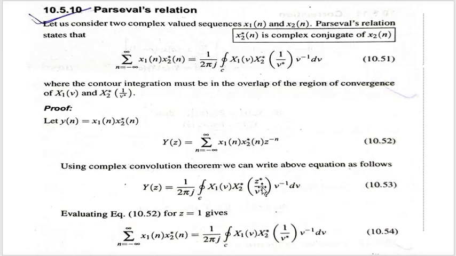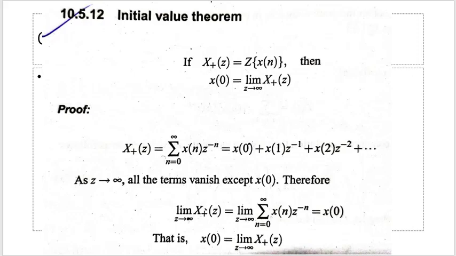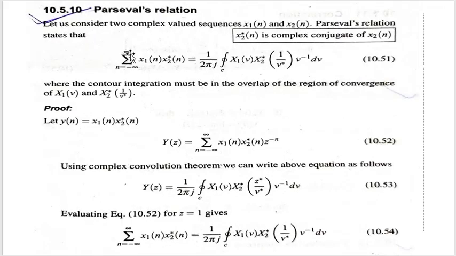Now equate these two terms. Consider this as equation number 1 and this as equation number 2. Because on the left hand side of both you have Y of z, the RHS of the first equation will be equal to the RHS of the second equation. Then that would be a relation here, Parseval's relation, you can see here. So exactly, we have proved Parseval's relation.